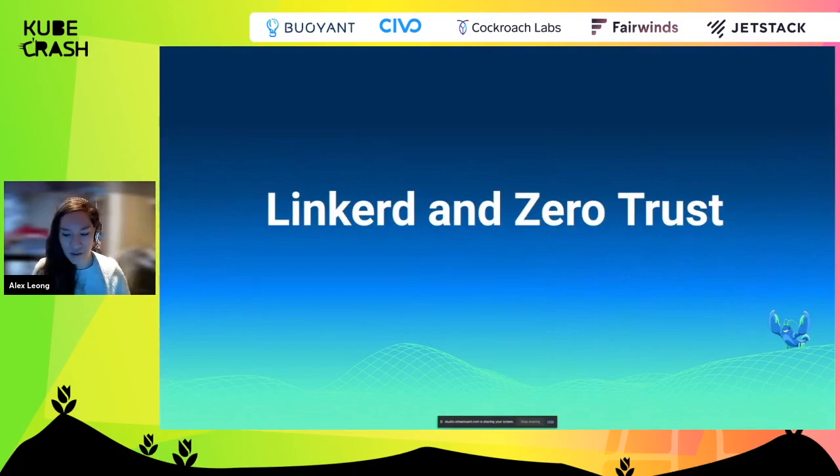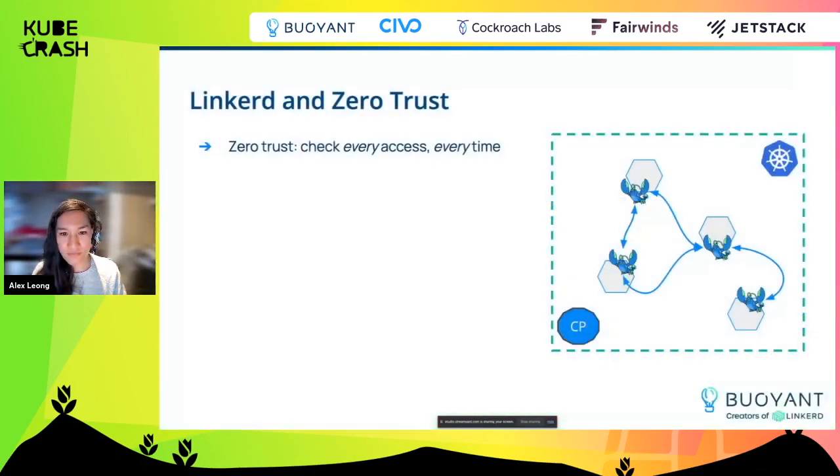Okay, so what does zero trust mean in this context? So Linkerd or service mesh is fundamentally about managing traffic. So when a connection or a request goes from one pod to another, we want to do stuff with it. And one of the things we want to do is check access and make sure that that is a connection or a request that should be allowed to go through. So with this concept of zero trust, that means that we want to check every access every time. We don't want to ever just assume that something coming in should be allowed.